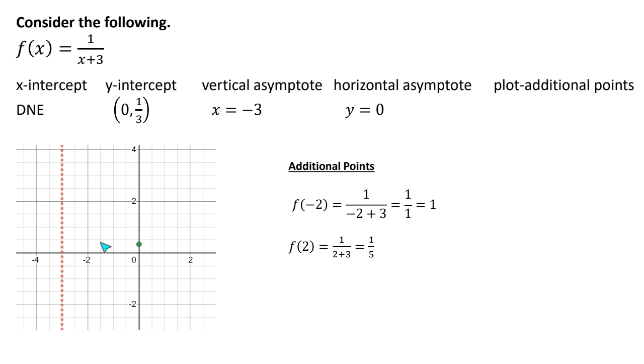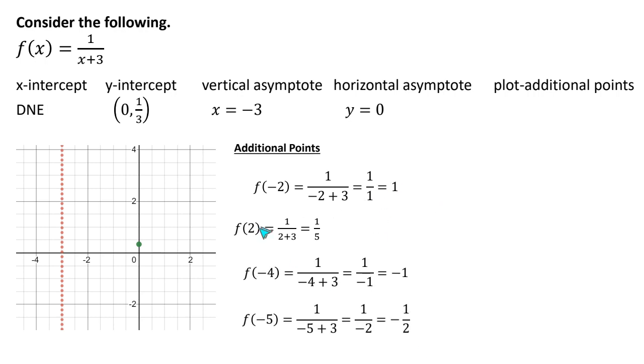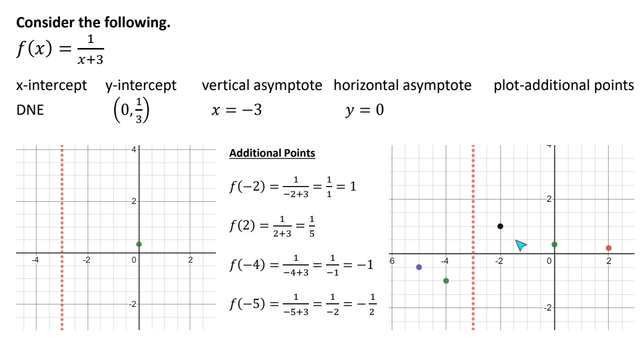So I'm going to choose -2 and I'm going to plug it in. So I get 1 divided by -2 plus 3, which is equal to 1. And then I'm going to use also 2. If I plug in 2, I get 1/5. And then maybe I want to know what happens on the left side of the asymptote. So -4, we plug it in, we get a -1. And then -5 is going to give me a half.